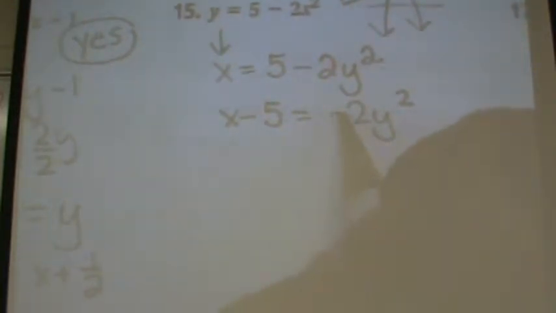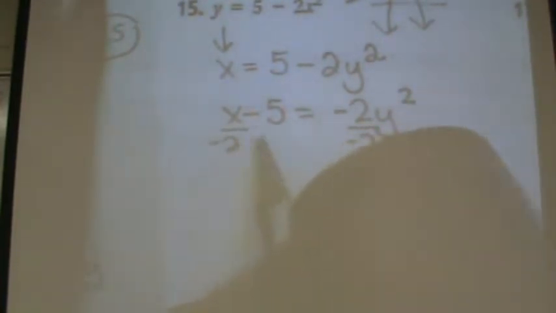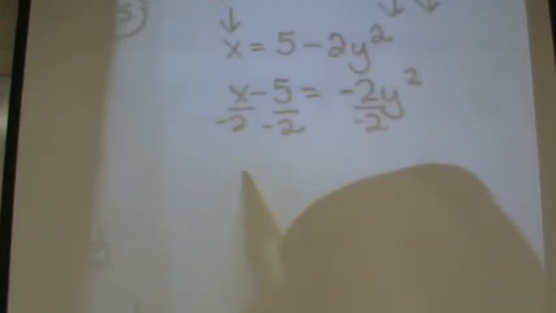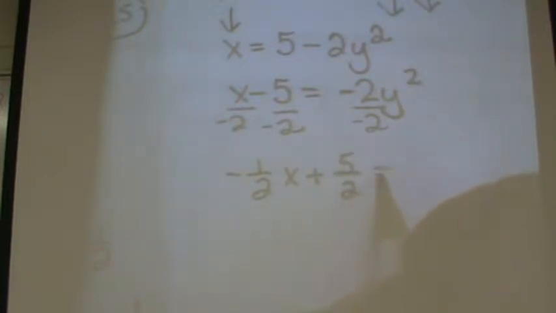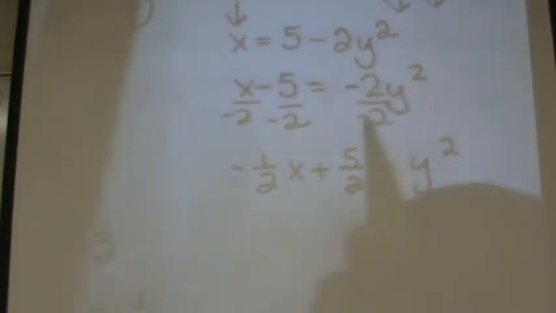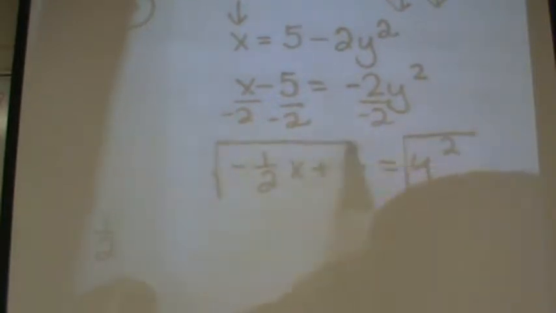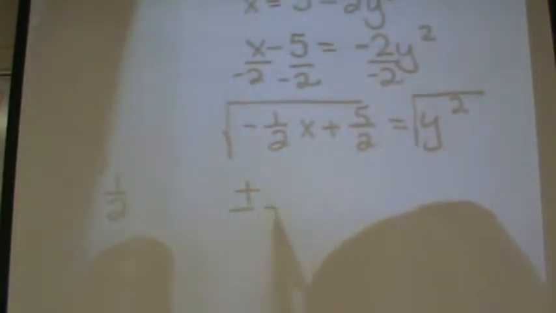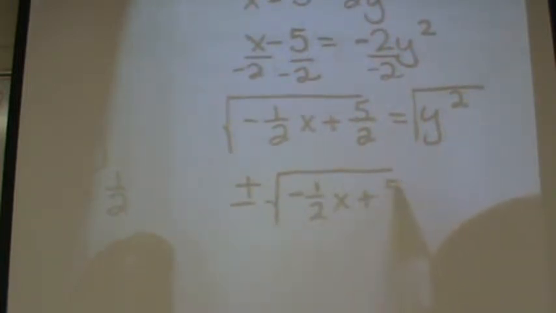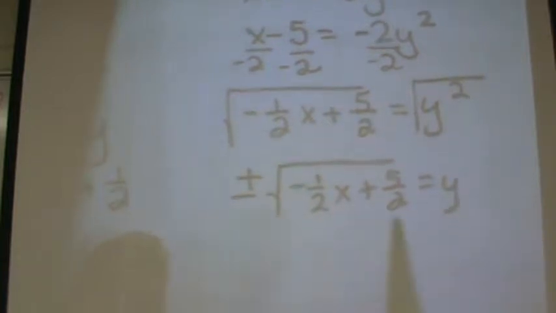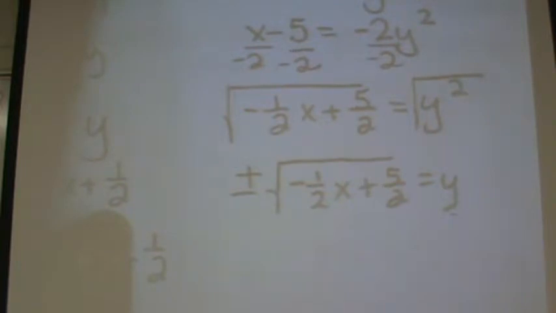What do you do with this negative? Actually, you have negative 2. You divide it by negative. You're going to divide everything by negative 2. So you have negative 1/2 x plus 5/2. And this is just an ugly problem. You're going to take the square root of both sides, and you end up with plus or minus the square root of negative 1/2 x plus 5/2 is equal to y. And it's not a function, so you can't write f negative 1 of x. Questions?